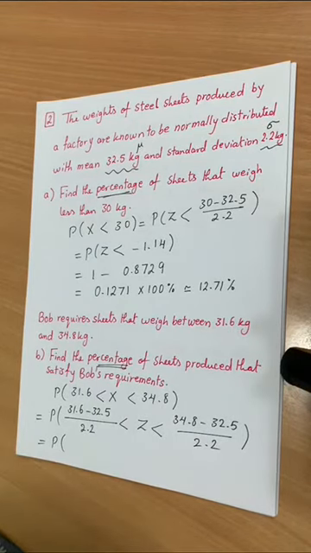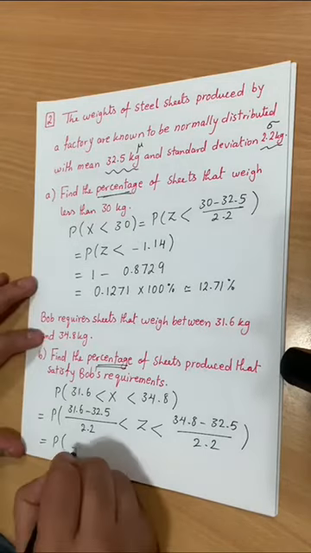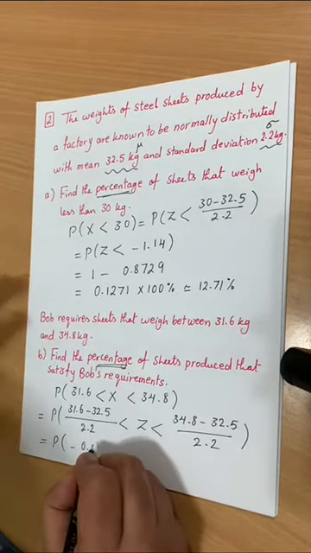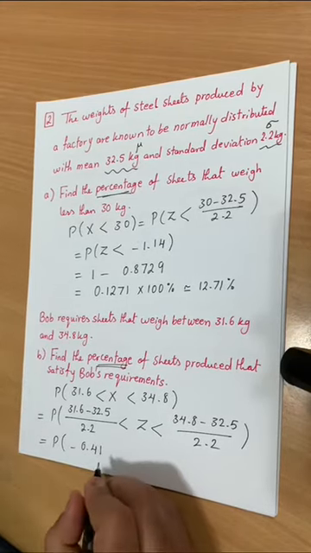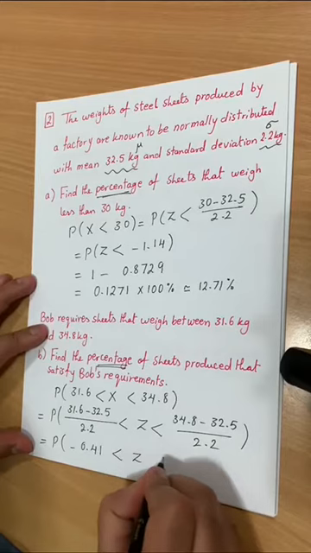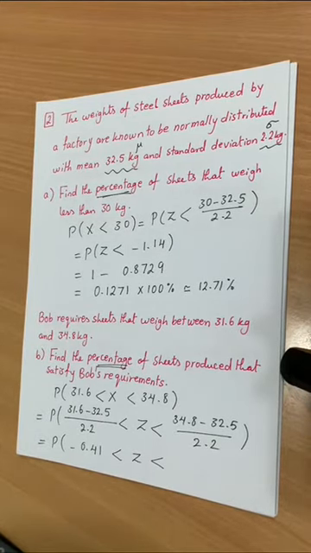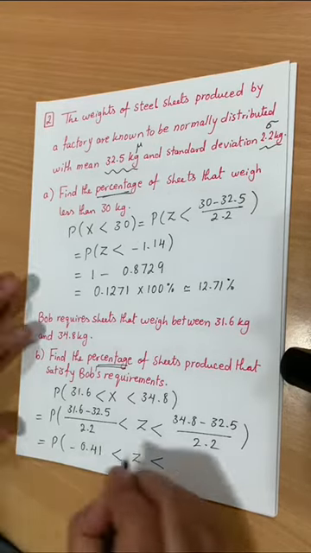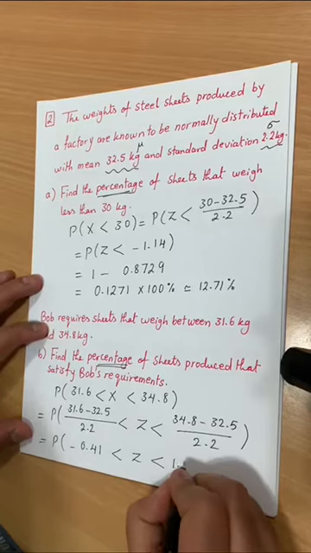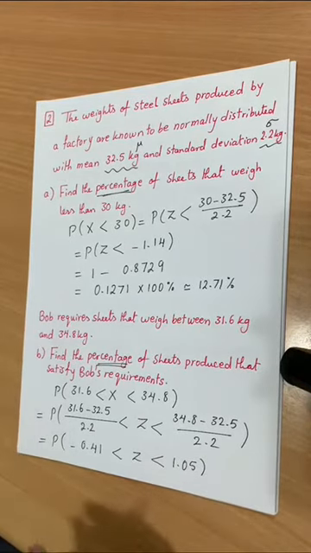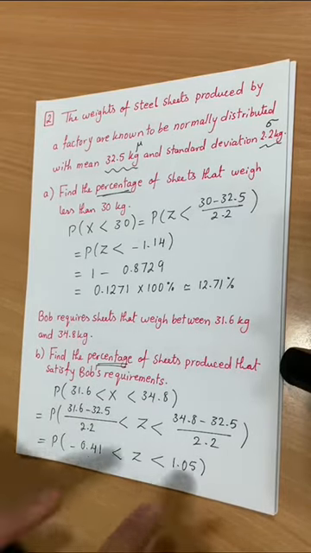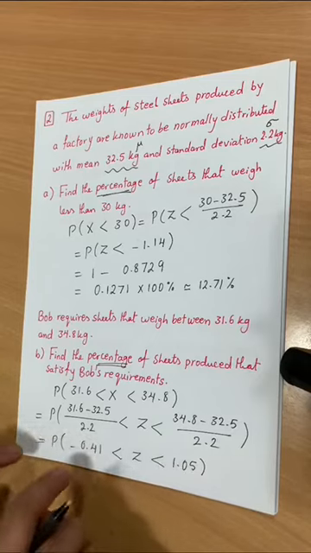So first of all, 31.6 minus 32.5 dividing by 2.2. Then the answer is negative 0.4091, rounded to two decimal places, negative 0.41, less than Z less than 34.8 minus 32.5 dividing by 2.2. It's 1.045, so 1.05 rounded to two decimal places, and you can find the area between these two values by finding the area at the left of both of them. Probability of the highest minus probability of the lowest.